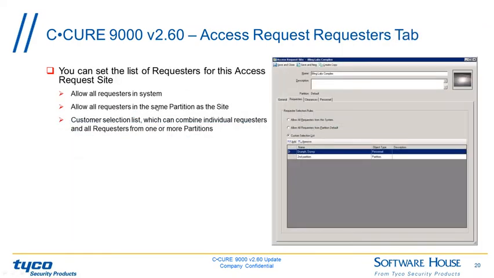Okay. On the Requester tab, you can set up the list of requesters for the site. You have some options. You can allow all requesters in the system. You can allow all requesters that are in the same partition as the access site. Or you can create a custom selection list. And that can combine individual requesters or all requesters from one or more partitions. So as you can see, there's an individual, and then there's a partition named. And when you click Add, you're going to get a pop-up field that is going to show you the choices that you have.